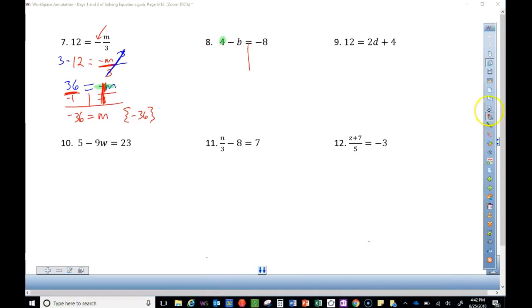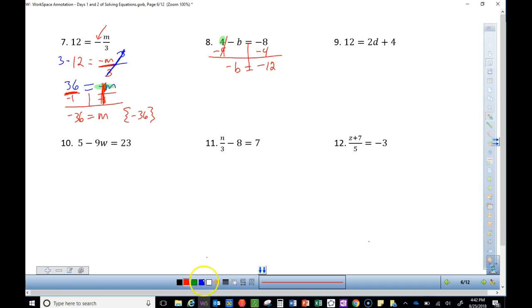And the 4 is positive. So to make 4 go away, we're going to have to minus 4 from both sides. So we'll minus 4. So now we have to not lose track of what we have. We have -b, or -1b, equals, and if you have -8 and you minus 4 more, you're going to have -12.